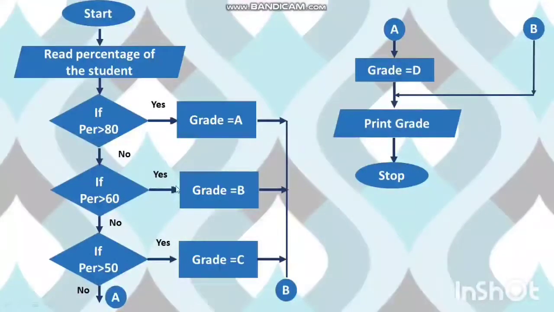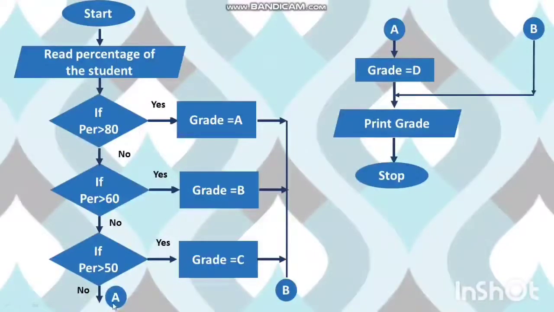If it is yes, then again it will come here and grade B will be printed and then stop. If it is no, if it is not greater than 60, it will check for the next condition, that is, if percentage is greater than 50 or not. If it is greater than 50, yes, again it will come and print the result.